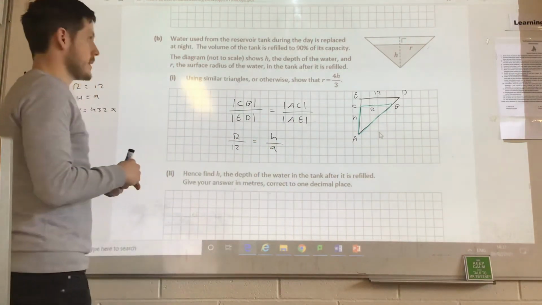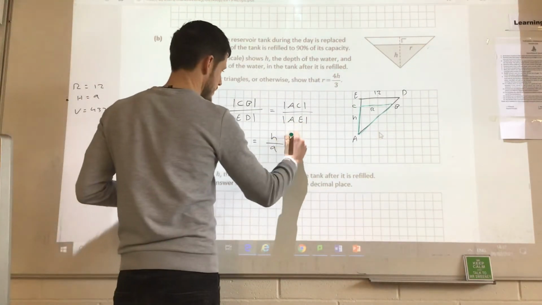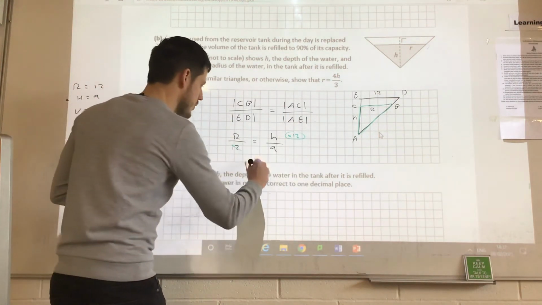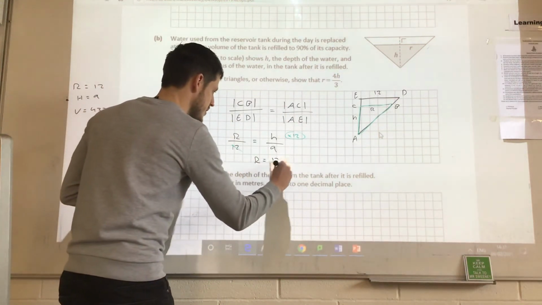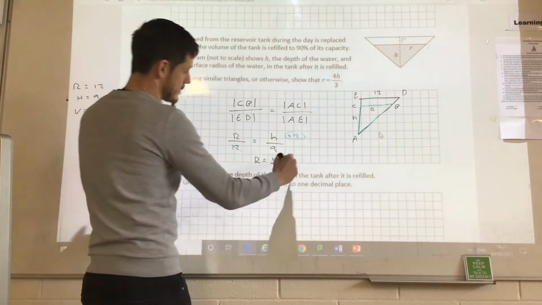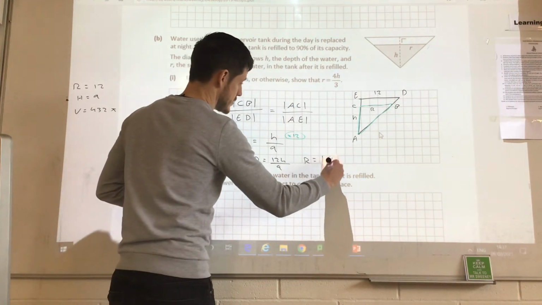And what I can do is I want to get r by itself. So I can times across by 12. If I times across by 12, that goes. So I'm left with r is equal to 12h over 9. But that can be simplified down, which is the same as if I divide that by 3, which is 4h over 3.